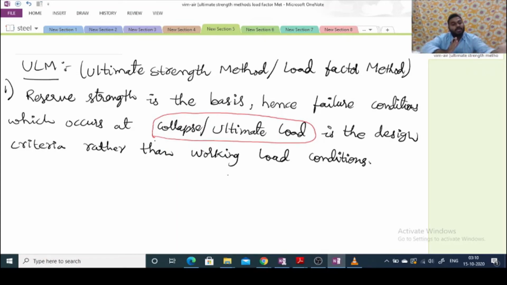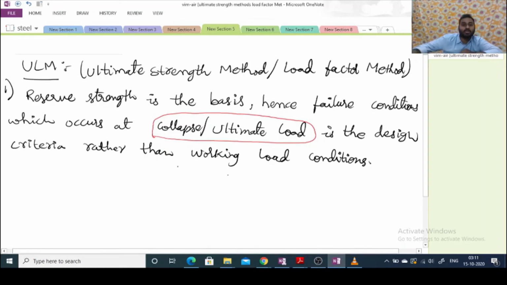It means in the previous method, what is the design criteria? Stresses due to working load, that is working stress, should be less than permissible stress. Because of that we have seen the limitations, and of course we have seen the design method also. Is that okay? Now this method is mainly based on reserve strength. Because of the utilization of reserve strength, failure conditions will occur at collapse load or ultimate load, which is a design criteria.